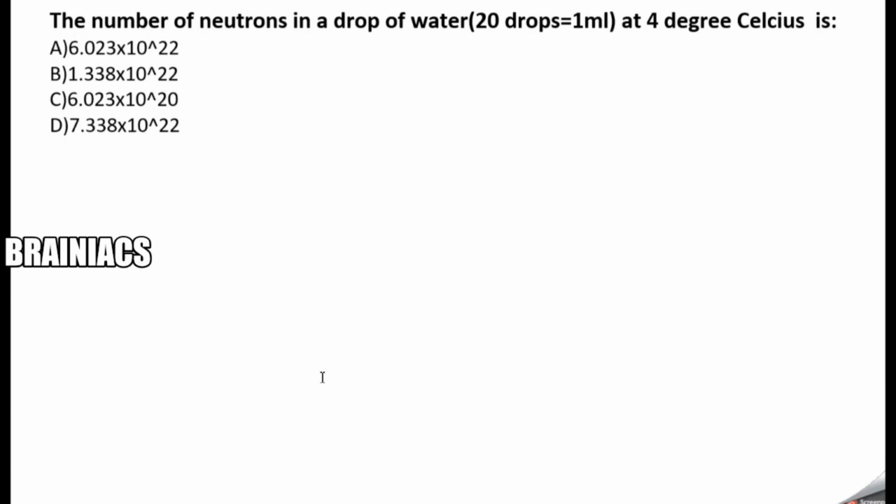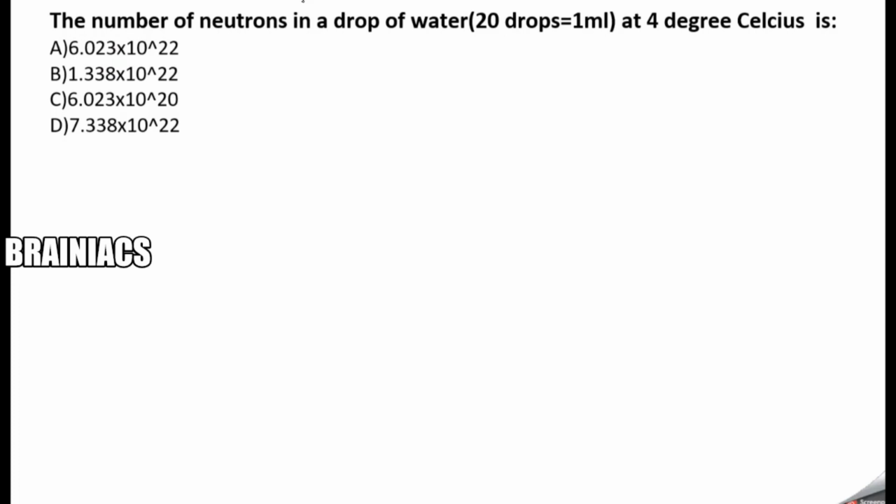So we have a beautiful question in front of you. Just read the question. The number of neutrons in a drop of water, and it is mentioned that 20 drops is equivalent to 1 ml at 4 degrees Celsius. So they are asking you the number of neutrons in one single drop of water. Okay, and they told that 20 drops is equivalent to 1 ml. So we will try to see how to solve this question.